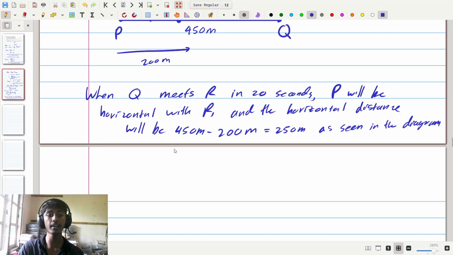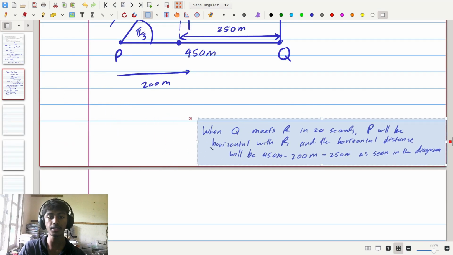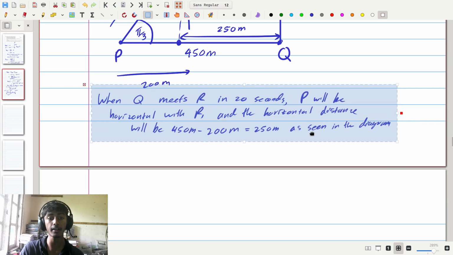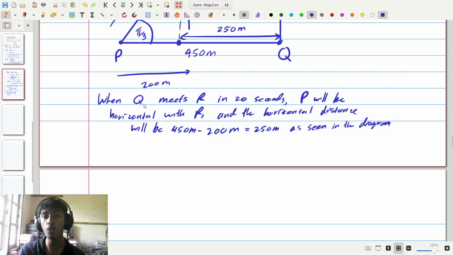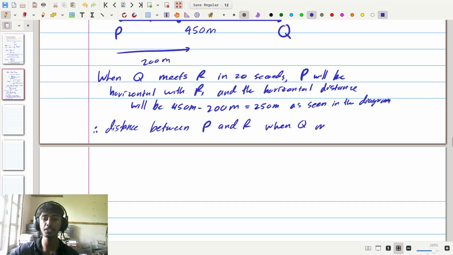Now from this we can finally conclude that the distance between P and R at the instant when Q meets the point R is going to be equal to 250 meters. So we can say therefore, the distance between P and R when Q meets R is 250 meters. And with that, we are done with this question.